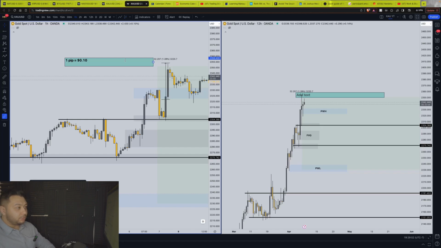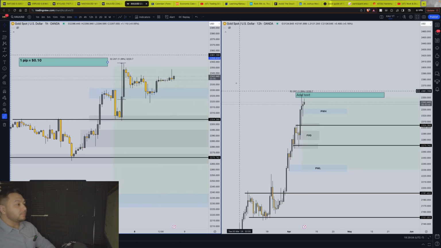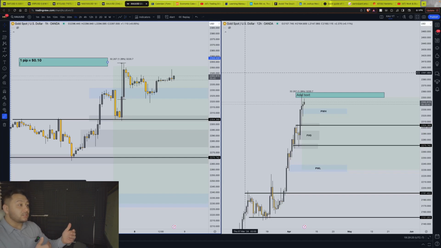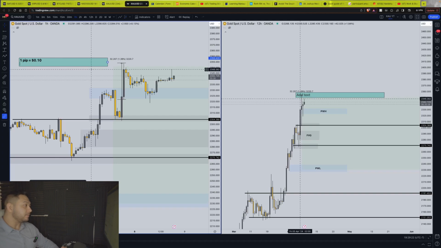So for example, if gold moved from the price we're currently at, 2342.4, up to 2342.8, by moving up 40 cents, it's a 40-cent movement in price, and this is price moving in real time right now. A 40-cent movement in price is 4 pips. We get that because 1 pip is equal to 10 cents.